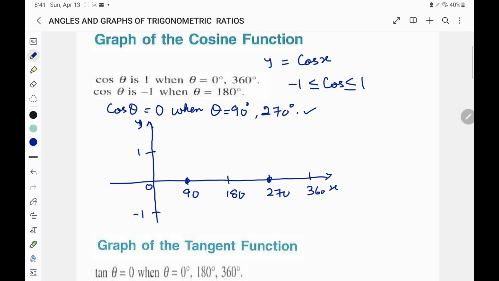Okay, I've done this. It's 1 at 0 and 360 degrees. It's 1. And it's -1 at 180 degrees. Now we are going to join them. Okay.